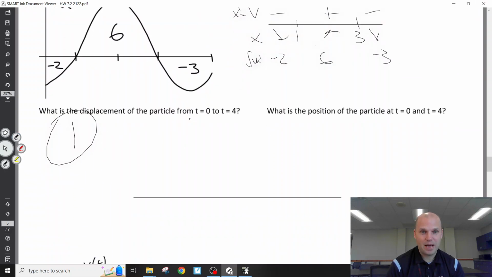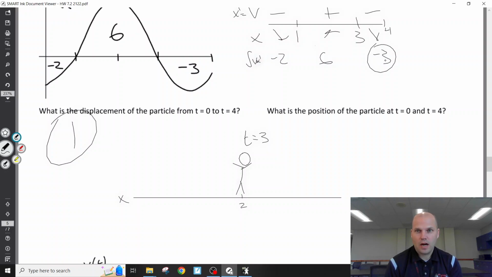At time 3, I'm at 2. Okay, so here's a position of 2. This is a position graph. This is not a time. This is a position. This is like the dude on my number line. This is a time of 3. I go to the left 3 from 3 to 4. Okay, that makes sense. From 3 to 4, I went to the left 3. So I'm going to move 3 to get to the position of -1 when time is 4.